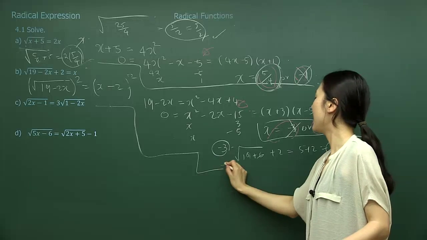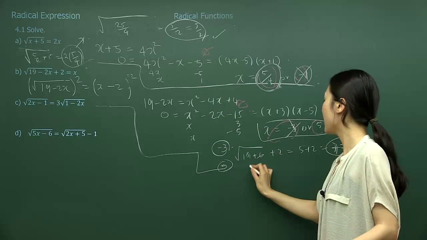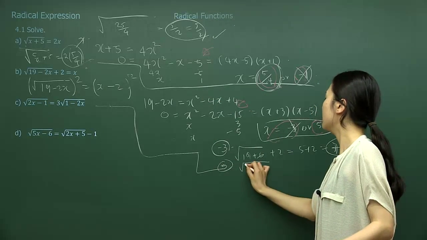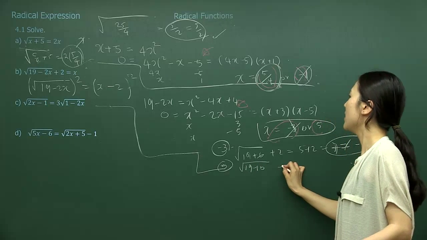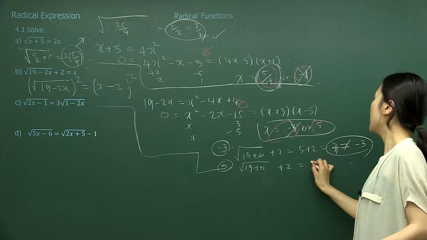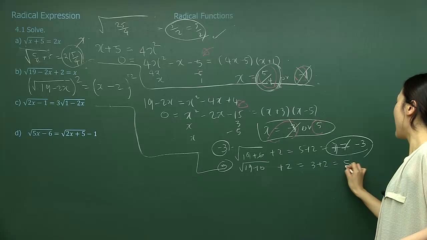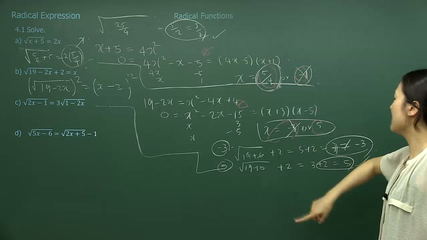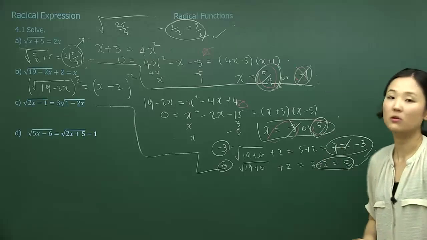What about 5? When you plug in 5 there, you get square root of 19 minus 10 plus 2, which equals 3 plus 2, which equals 5, which does match. Hence, 5 is the only solution here.